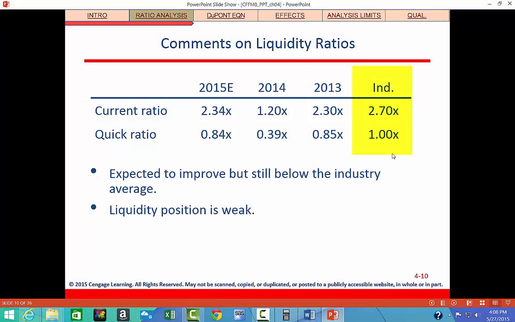Now if we compare to the industry average, the industry is at 2.7, and in general, the higher this position, the better, because it means that you can cover your current liabilities better. You can see that both of the 2015 estimates are below the industry average, which implies that they have a weaker liquidity position than their peers.